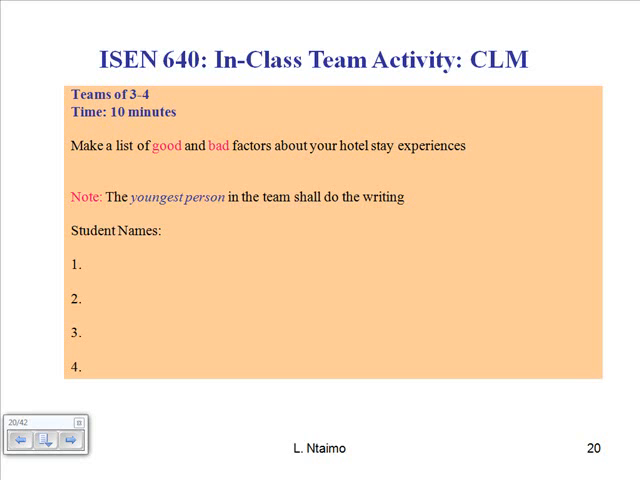I want the youngest person in the team to do the writing. And I'm going to provide you with handouts on which you're going to write. And after you finish, I'm going to collect these. And we're going to have about 10 minutes to do this exercise. And let me pass these out, and then I'll give you more instructions. You have to be 3 or 4 in a team. Okay? 3 or 4 students in a team.